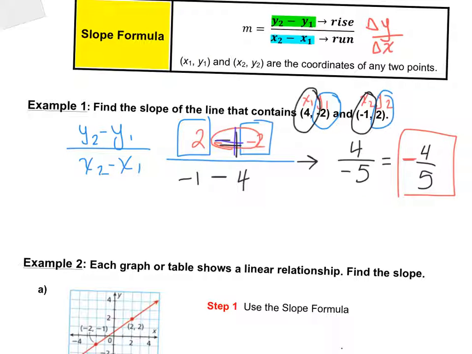That's the slope. That means that the slope is decreasing from left to right. If I was to get an idea of which direction this line went, it would look something like this, because from left to right, it's decreasing. Okay, let's look at the next one.